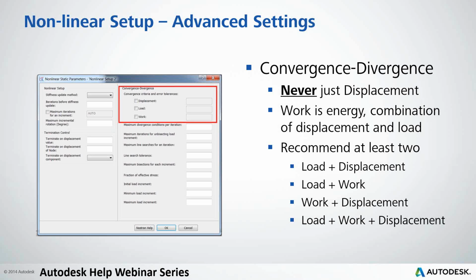So you can play with the settings there, and we'll talk about one of the models here. Hopefully, it's an instance where you may encounter where you don't get a convergence on load, but you are getting convergence on work and displacement. We can actually change that setting there and still get valid results.